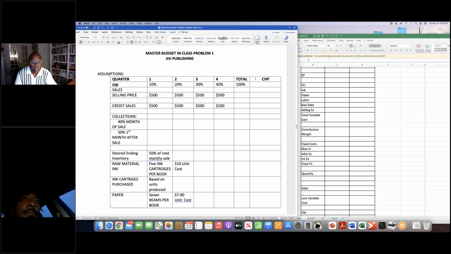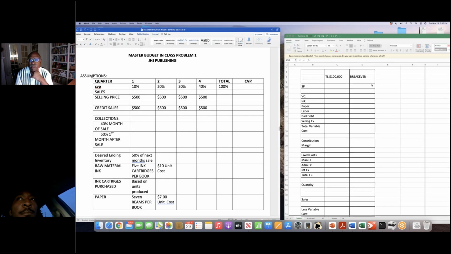Where you're going to pull out items that go here. First item here is sales. So we need to come in here and get a selling price. It tells us sales of 500. So that's the first item we calculate, and we put that right here.